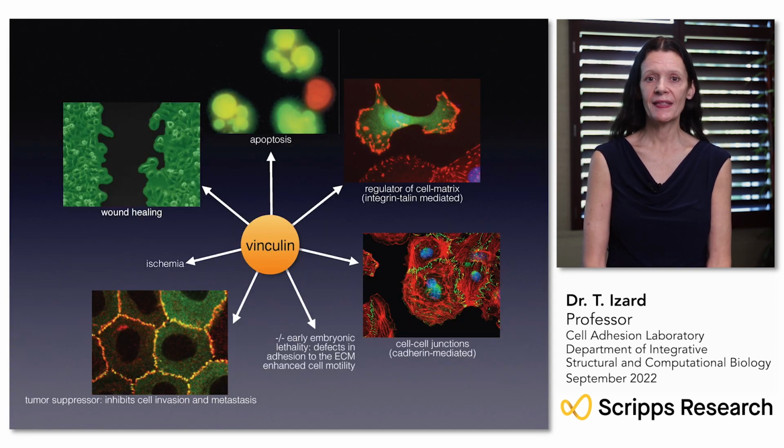Okay, vinculin, my second favorite protein, and here's why. Vinculin, like alpha-catenin, regulates cell-cell junctions, but it also regulates cell matrix junctions. And vinculin, like alpha-catenin, is embryonic lethal and a tumor suppressor. Vinculin is also important in wound healing and apoptosis.